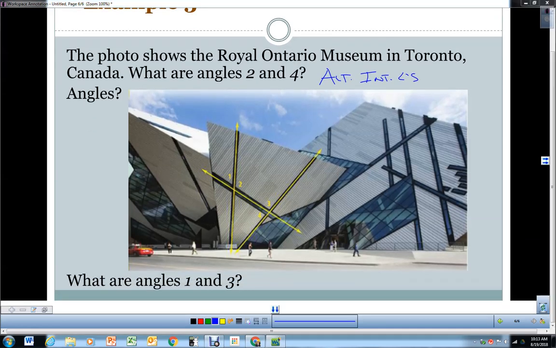So let's see what the last one would be. What are the measures of angles 1 and 3? Angle 1 is here, angle 3 is here. And if you answered same side interior, then you have to double check here. They're on the same side, but one's on the inside, one's on the outside. They're in the corresponding positions. This is corresponding angles.